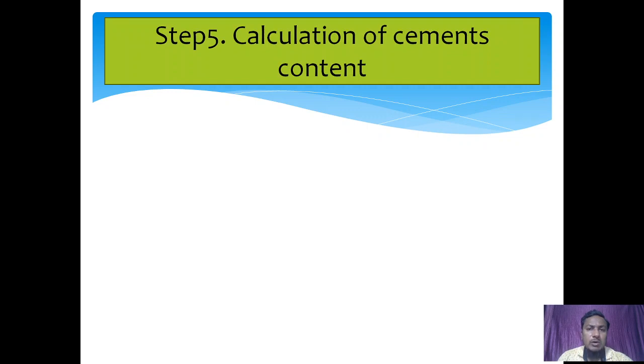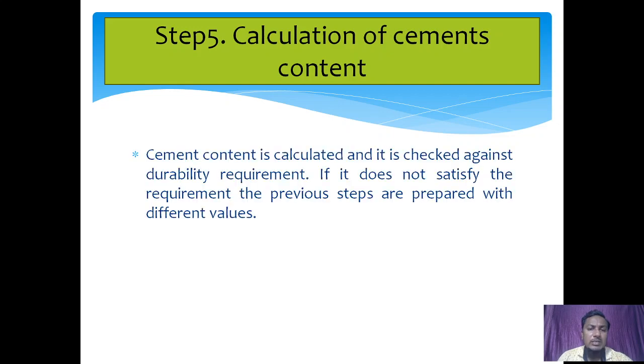Calculation of cement content. This is the next step. So cement content is calculated and it is checked against the durability requirement. If it is not found satisfactory, then the previous steps are repeated with different values. Means you have to select another water cement ratio, you have to select another fine to coarse aggregate ratio, and then after that you have to find out the cement content which fulfills the durability requirement.